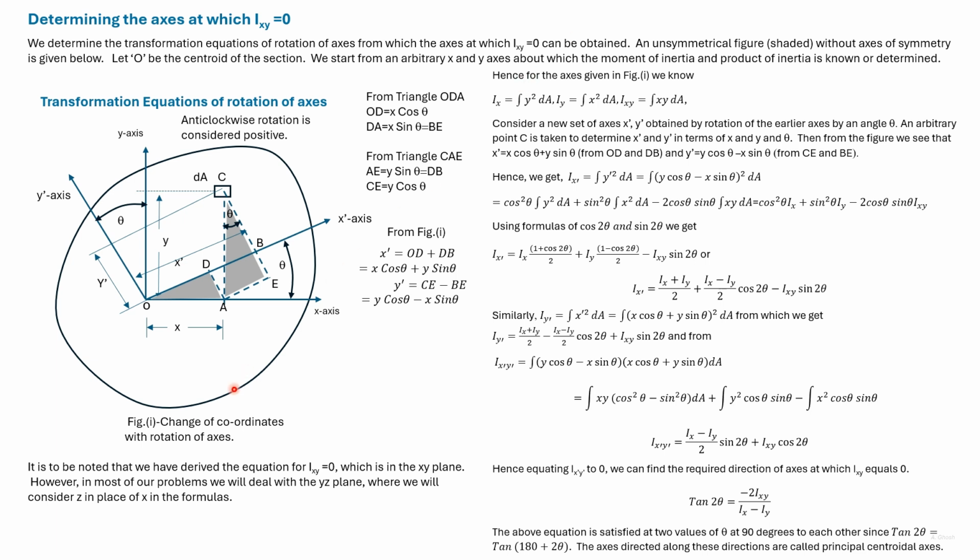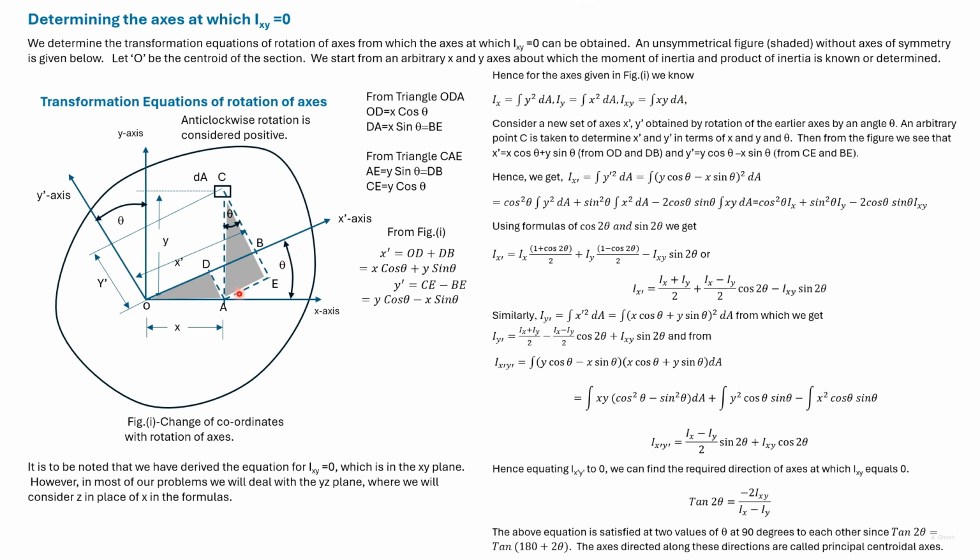We have an unsymmetrical section here shown by the shaded portion. O is the centroid of the section. To start with, we arbitrarily take two orthogonal axes, x-axis and y-axis. Then the moment of inertia Ix and Iy are given by these expressions, and the product of inertia is given by this expression.